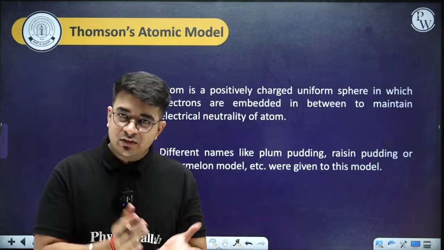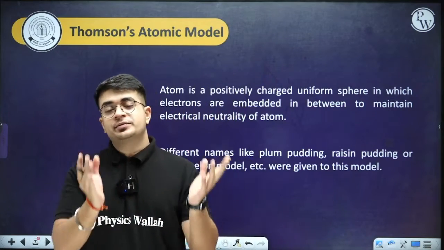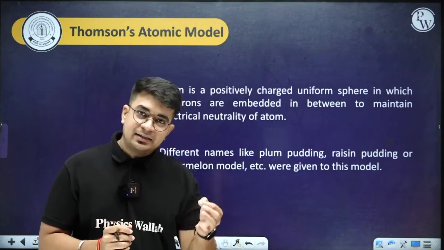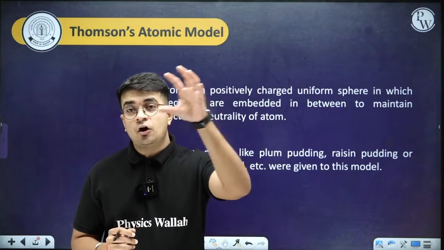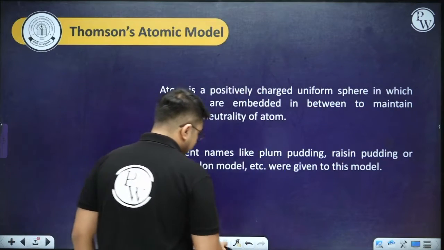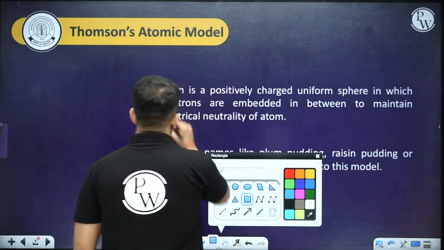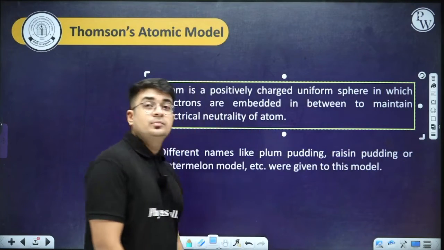Let's assume that the atom is spherical in nature. If the atom is spherical in nature, it means positive and negative charge are uniformly spread throughout, and in that case the negatively charged electrons are embedded inside the sea of positively charged protons. So that was the basic idea related to the model. Okay, so this is the first explanation about Thomson's atomic model.